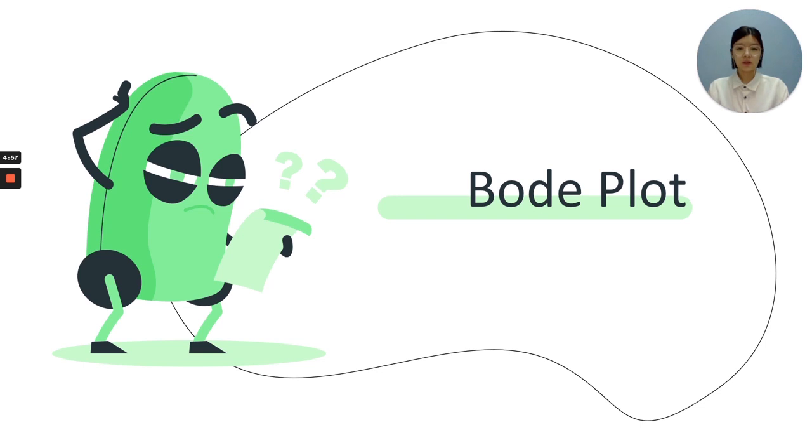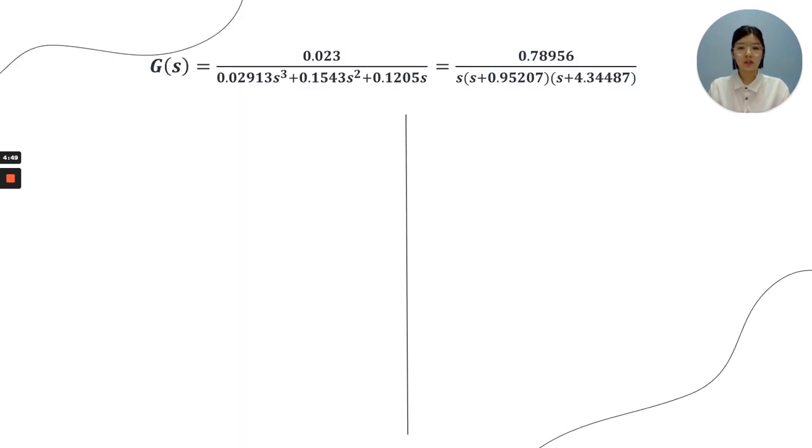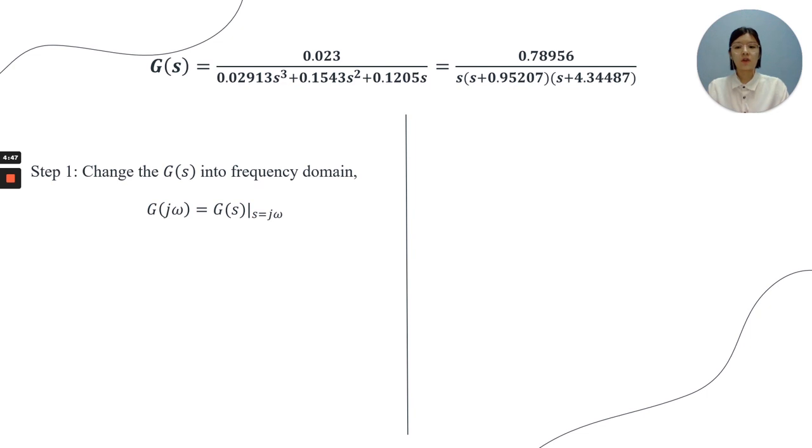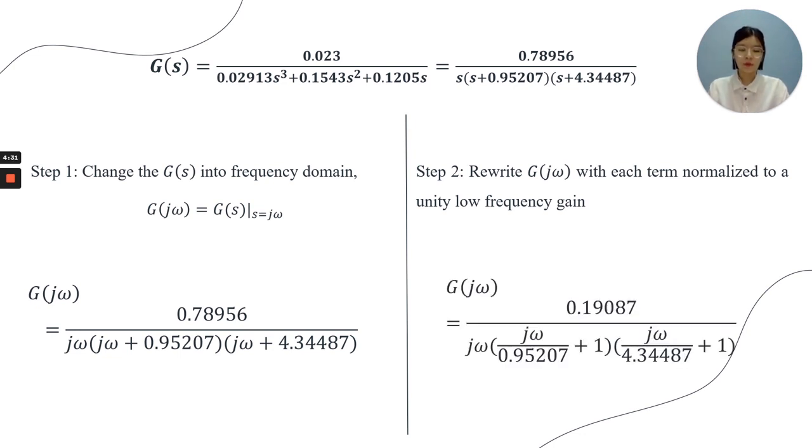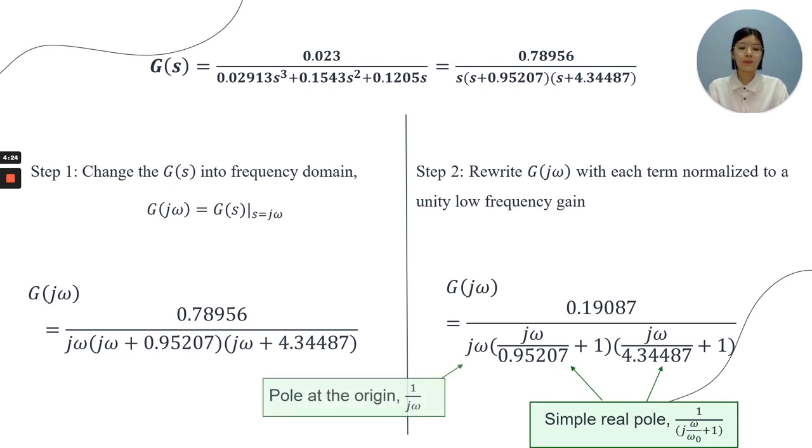Next, I will explain the Bode plot of the transfer function of the dynamic system of the robotic arm, G(s). In order to sketch the Bode plot of G(s), first we need to change G(s) into the frequency domain by substituting s equal to j omega. Then in step 2, we rewrite G(j omega) with each term normalized to a unity low frequency gain. From the equation, we can conclude that the transfer function G(j omega) contains 2 simple real poles, 1 pole at the origin, and 1 constant.